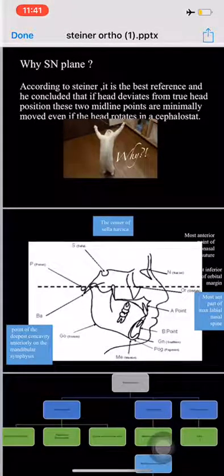Now why SN plane? According to Steiner it is the best reference.